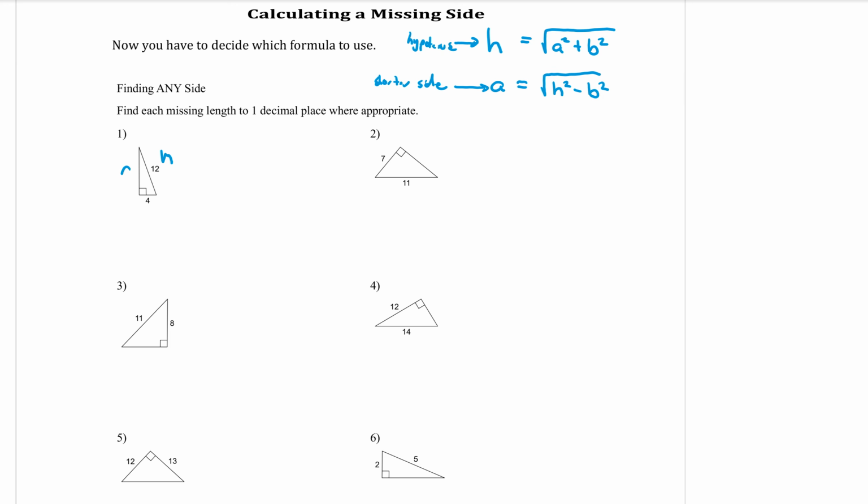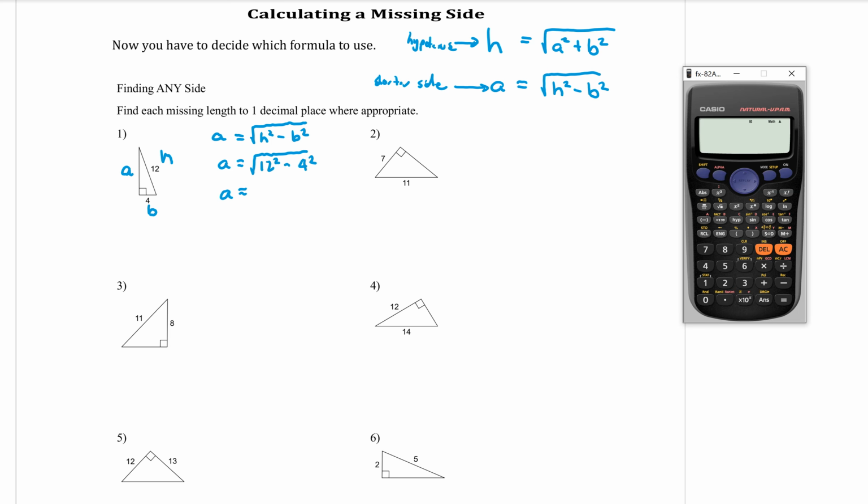So this side over here I'm going to call the A, and that means that this one here is the B. So if I'm finding the shorter side, that means I need to use the shorter side formula, which is A equals big square root sign H squared minus B squared. Subbing in the numbers from our diagram, the hypotenuse is 12, so 12 squared minus B is 4, so 4 squared. And we type that into the calculator. Big square root, 12 squared minus 4 squared.